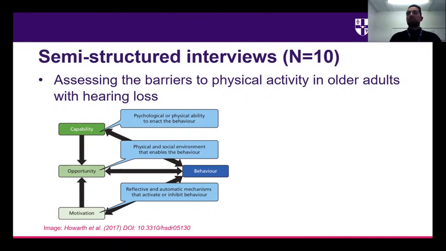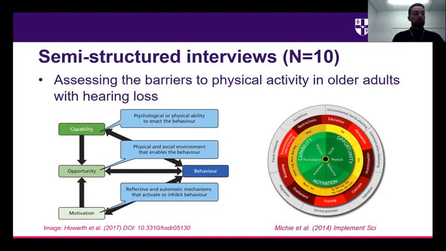They also need physical and social opportunity, so their environment needs to be able to facilitate that behaviour, as well as motivation, which relates to things like emotions and habit formation and so forth. Now, the reason that we've adopted this specific framework is because it forms the central component to something called the behaviour change wheel, which is then used in order to inform the development and evaluation of complex healthcare interventions.